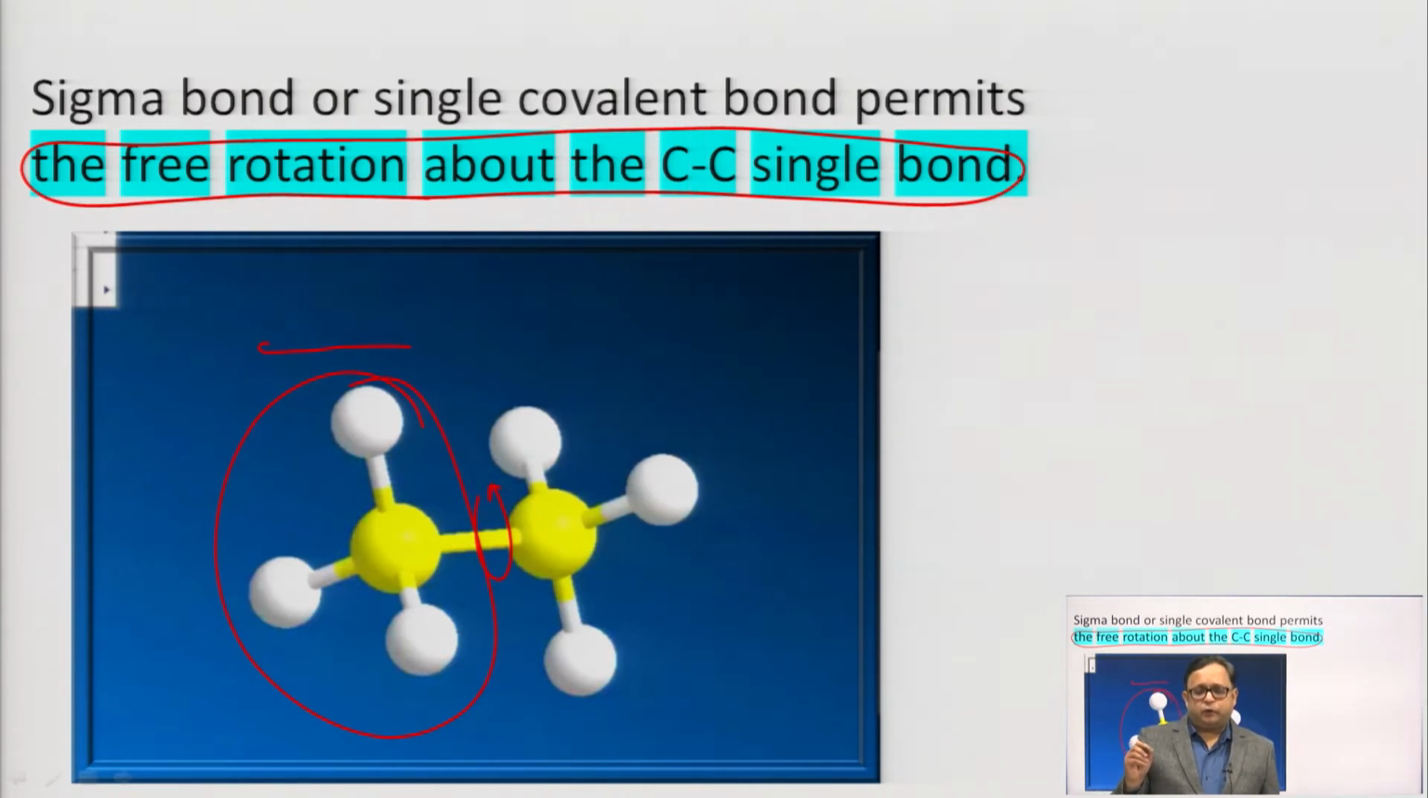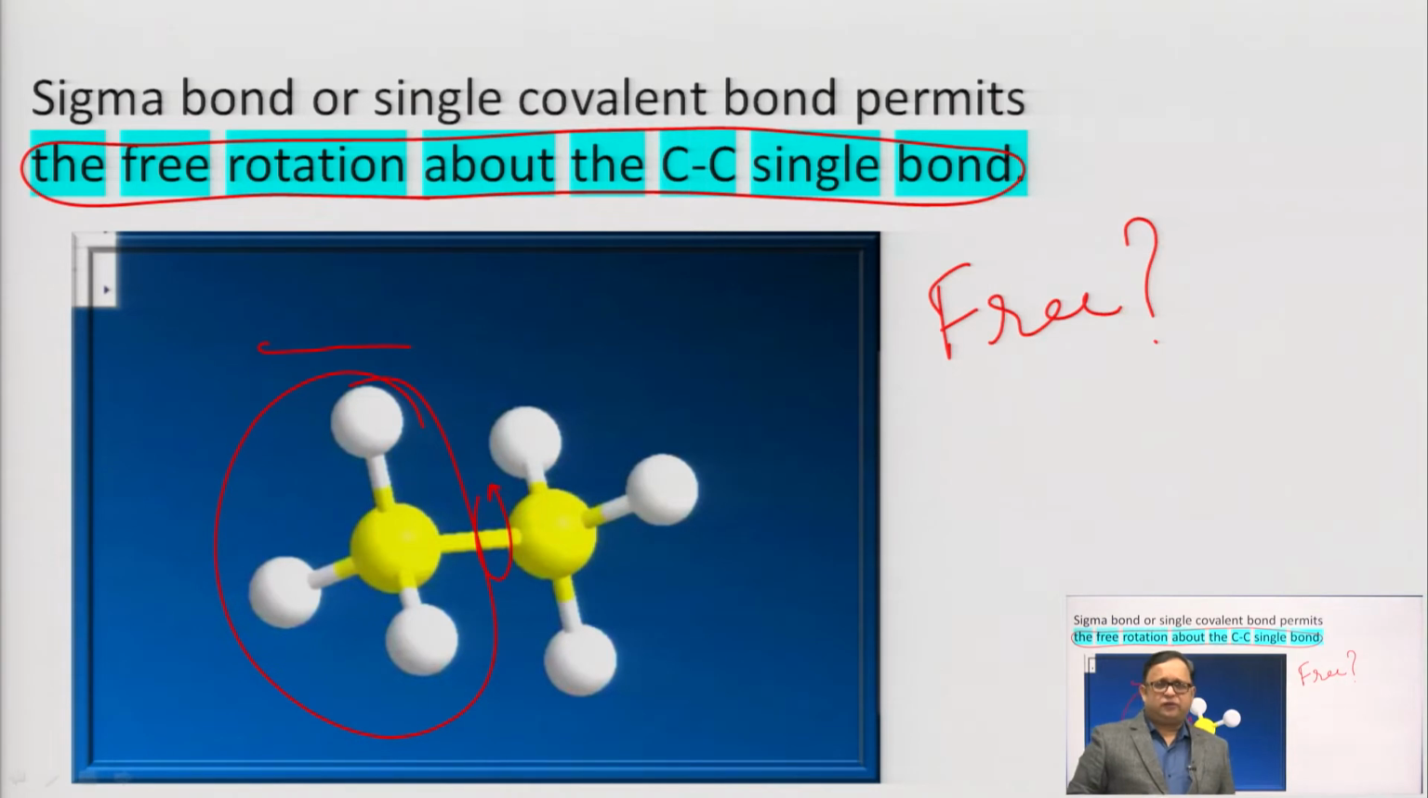So, dear students, this is the point to be understood: alkanes are characterized by the sigma bond, which is further characterized by the symmetrical distribution of the electrons along the carbon-carbon internuclear axis. This symmetrical distribution permits the alkane molecule free rotation about the C-C single bond. But is this rotation really free in the true sense? It will be clear in our forthcoming discussion.